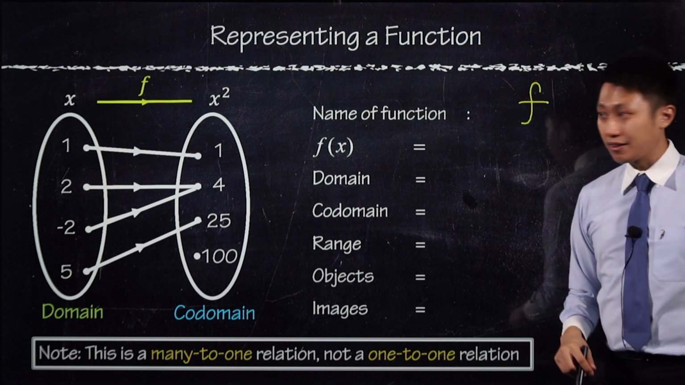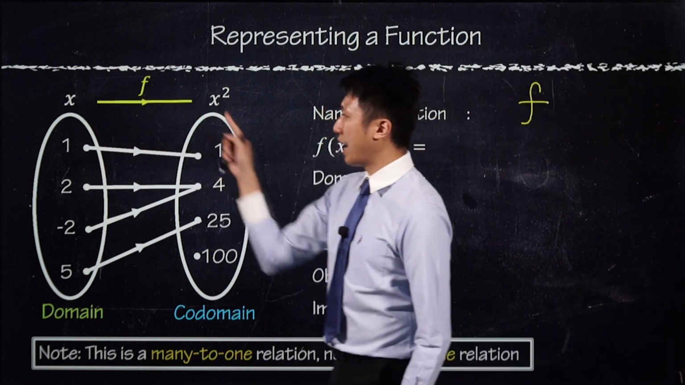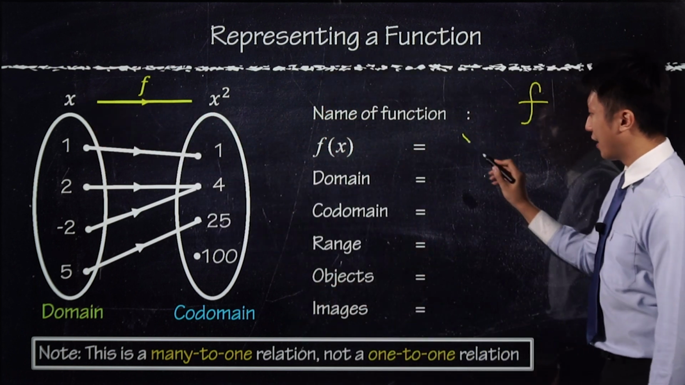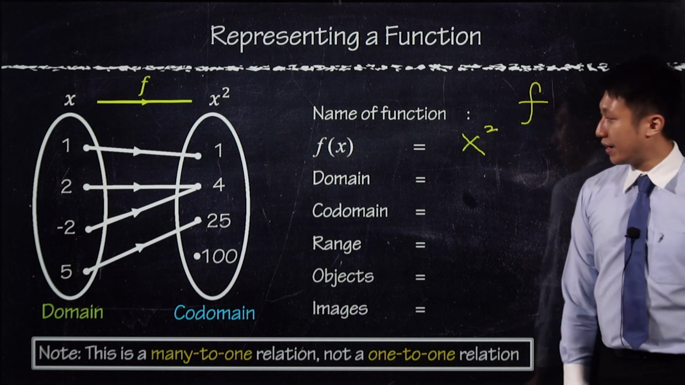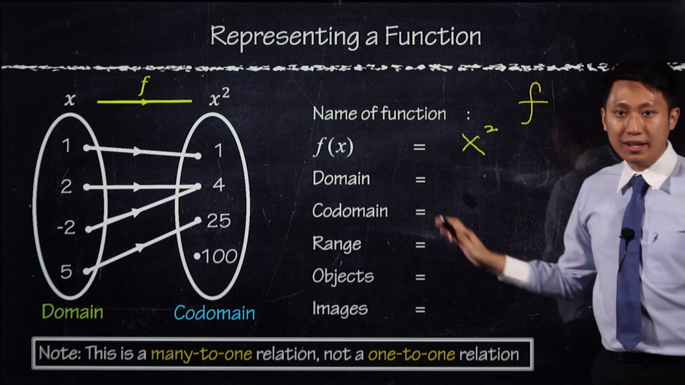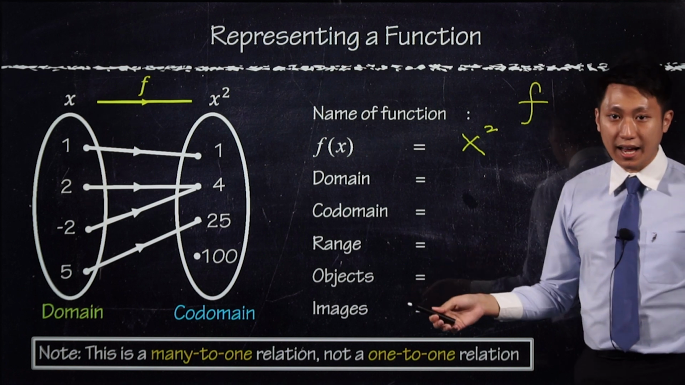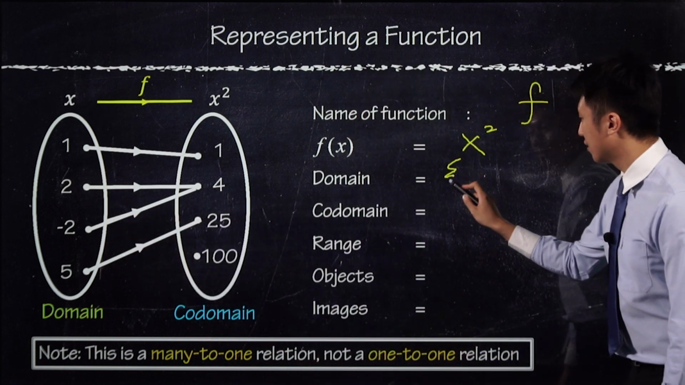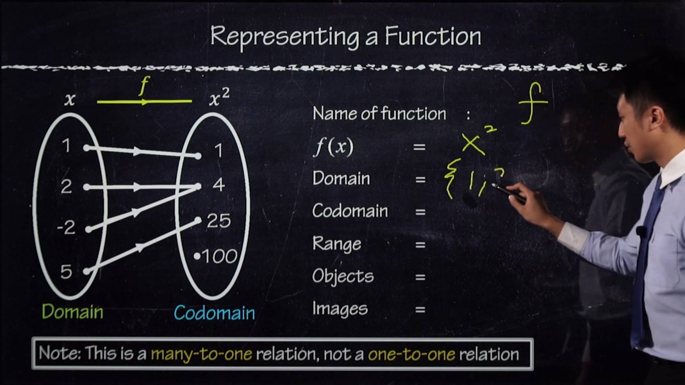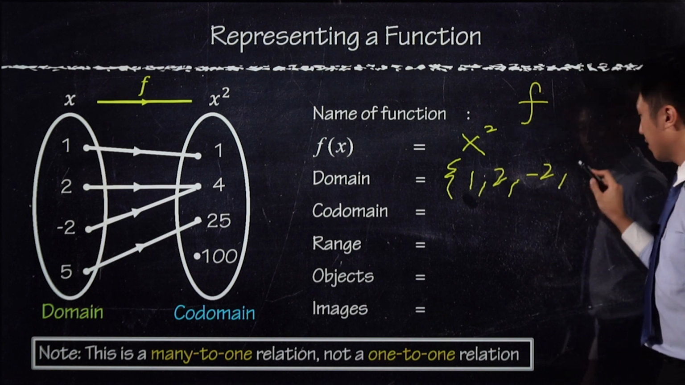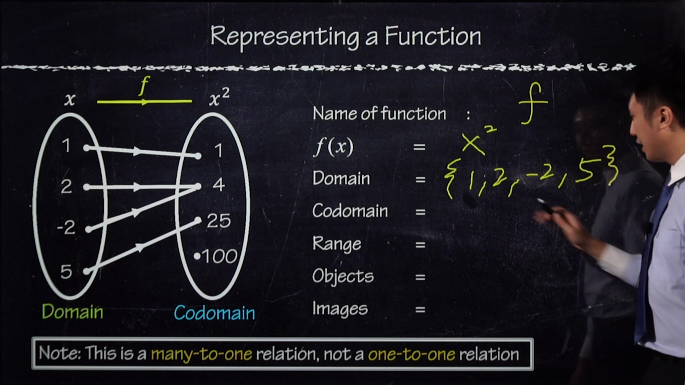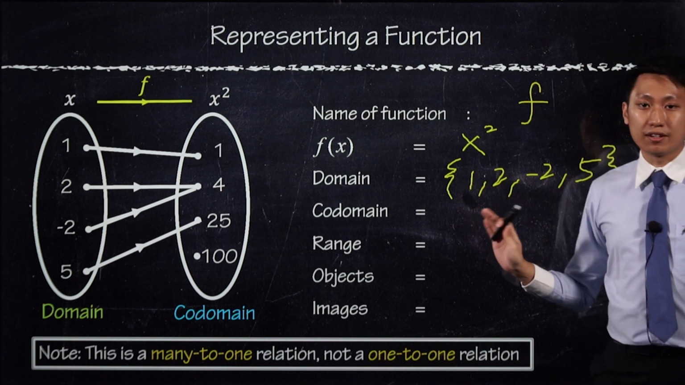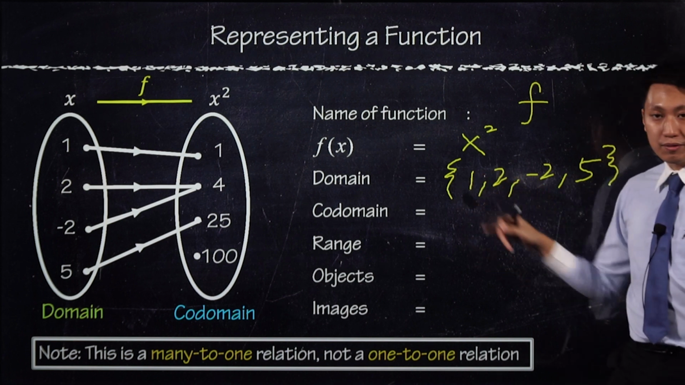f(x) is equal to what? So f maps x to x squared, so f(x) is equal to x squared. All right. Then what's the domain? Domain is the set of all the things on the left hand side. So domain should be 1, 2, -2, and 5. It doesn't matter the order. We can write -2 first or whatever.